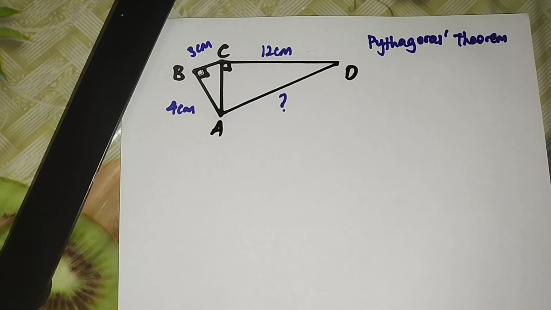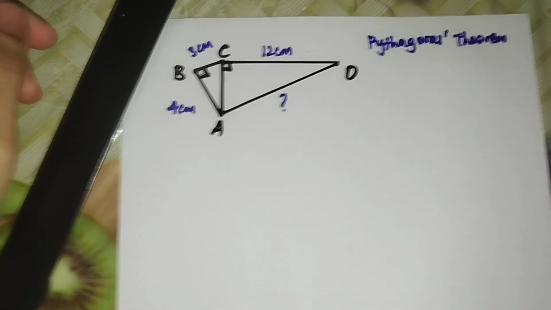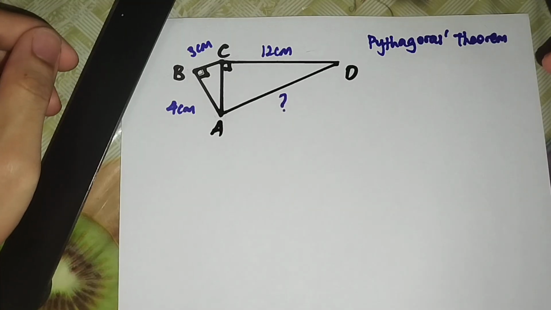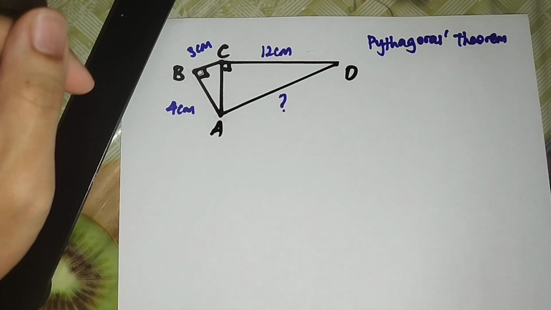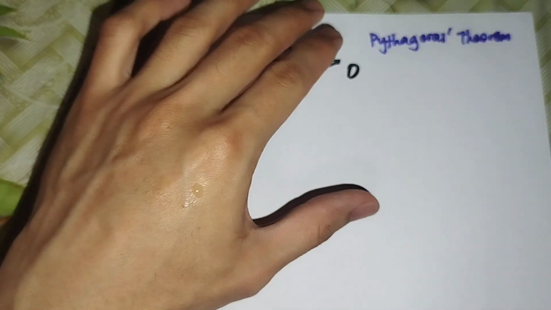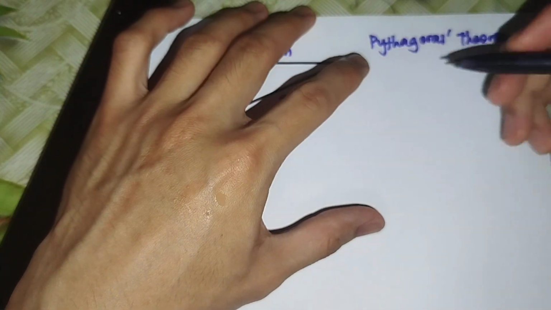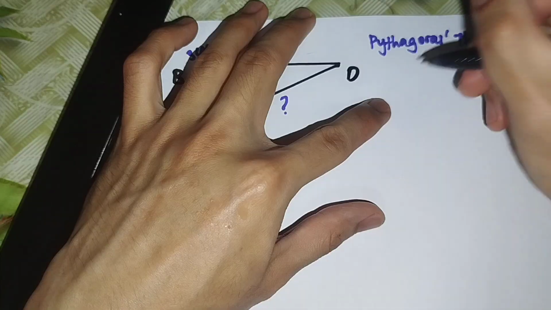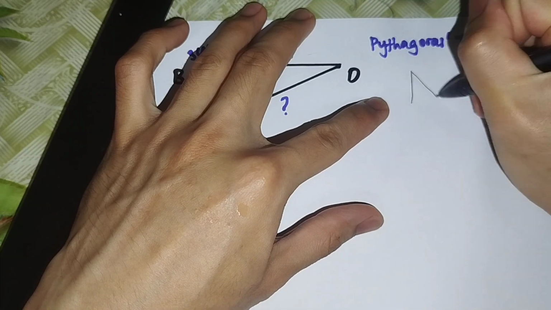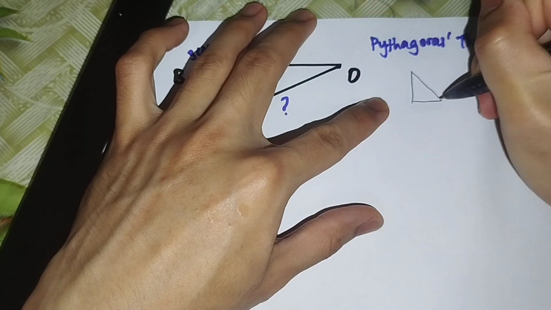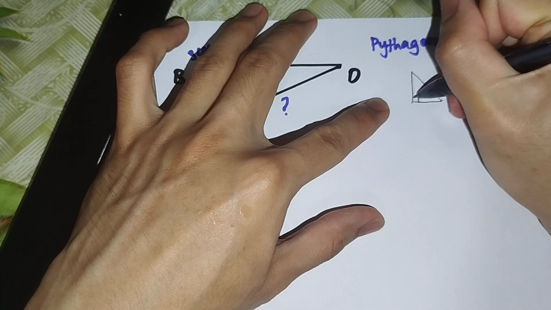So, it's a theorem or a concept that can be used to solve some very important mathematical problems, and it involves a couple of triangles. So, let's talk a little bit about the theorem. First of all, it involves a triangle, and specifically a right angle triangle.